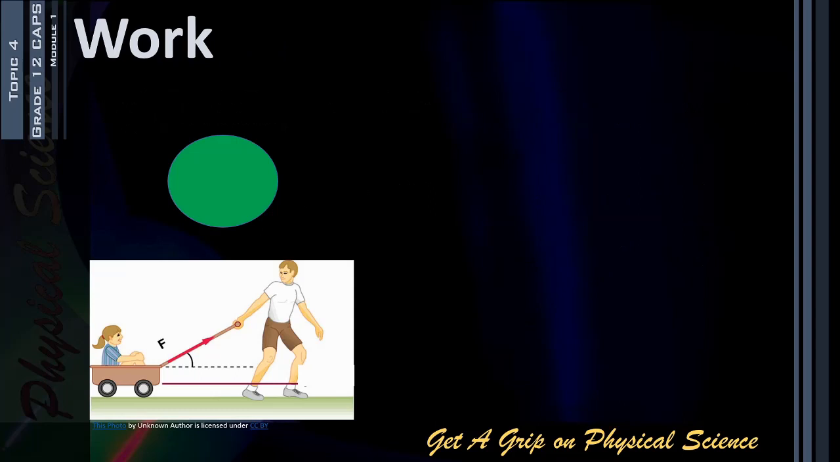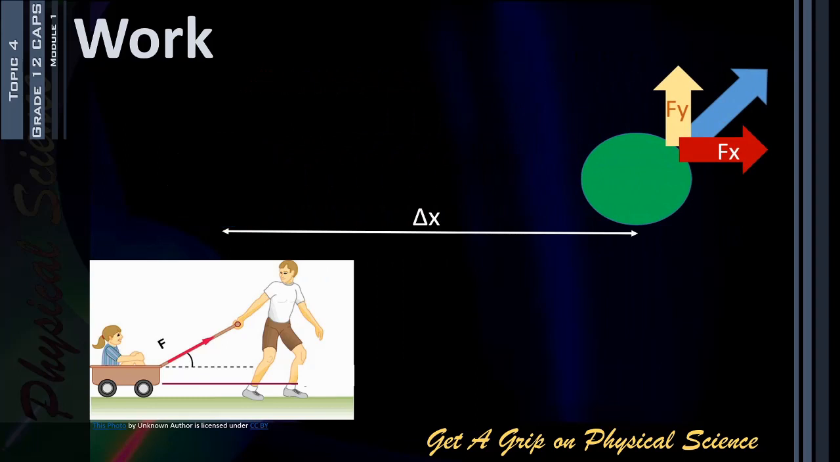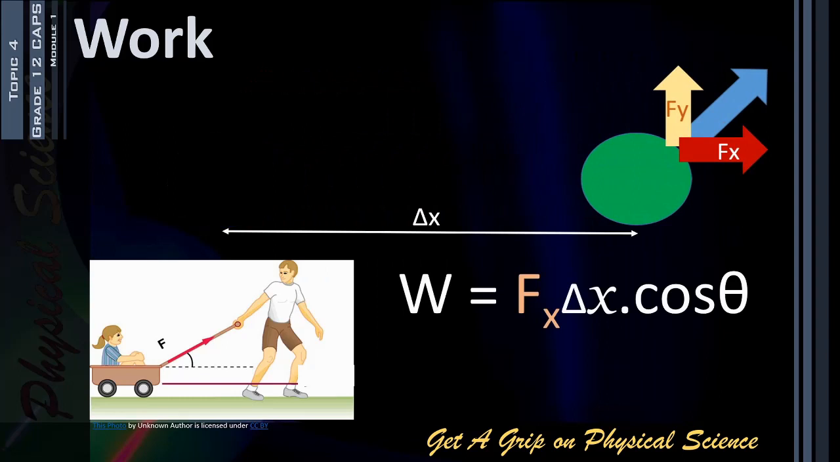The second situation is where the applied force and the displacement of the object are not in the same direction. In the illustration, you can see that the force is applied at an angle and that the object will move in the direction of the horizontal component of the force. When we substitute the values, we will use the horizontal component of the applied force and the displacement, because we know that the horizontal component and the displacement are both in the same direction, and therefore we can use the cos of 0 degrees again.